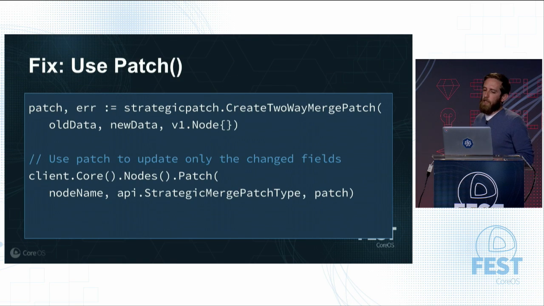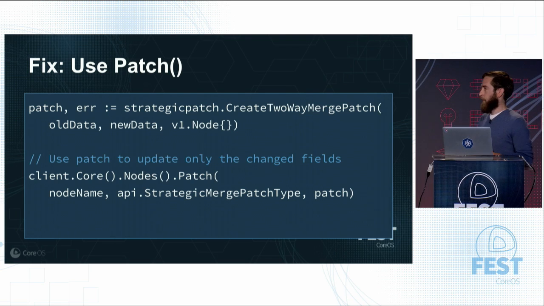So instead, what you should be doing is using patch instead of update. And what this allows for is that you're only going to be modifying the fields of the object that you care about. And in this case, we only cared about changing the annotation on the node. We didn't care about changing anything else about it. And so again, Client Go has code for doing this.